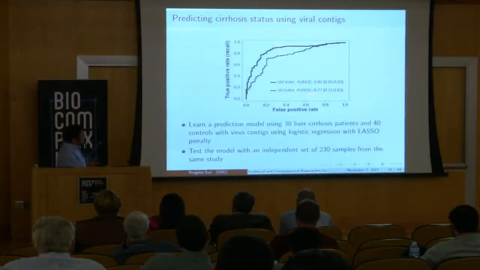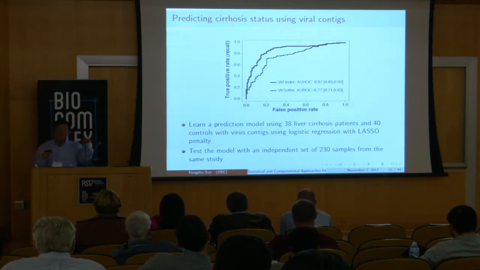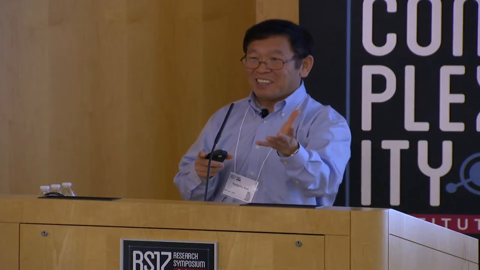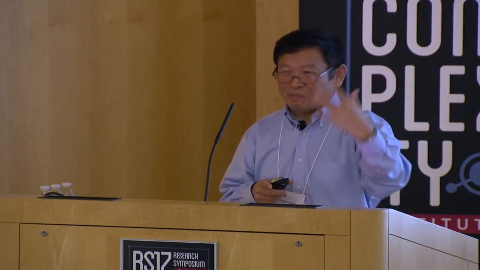And so you can see here, if you use VirSorter, your AUC is around 0.77. And if you use VirFinder, that's what we get, and you get 0.87. For those of you who know the AUC, going from 0.77 to 0.87 is not easy. That clearly shows that our method really helps to get there. So that also pushed our paper to a higher impact journal. Then you get to BMC Bioinformatics.